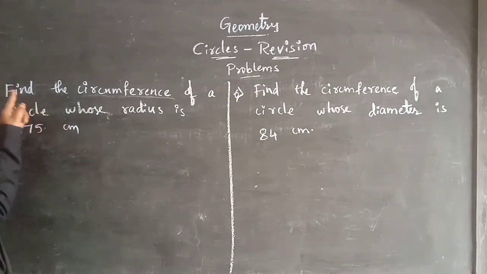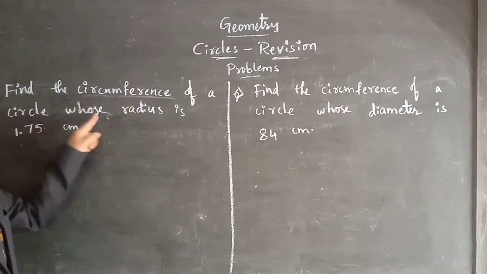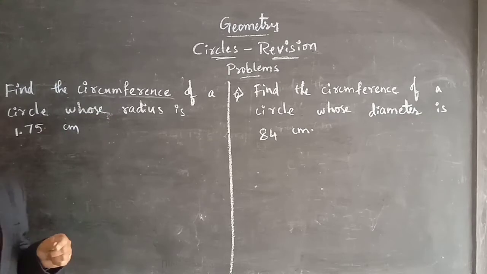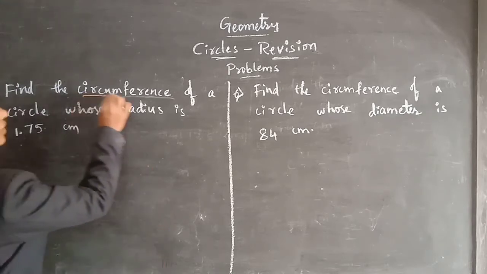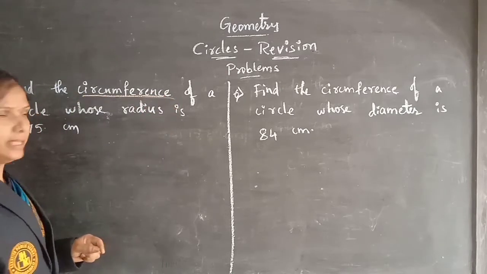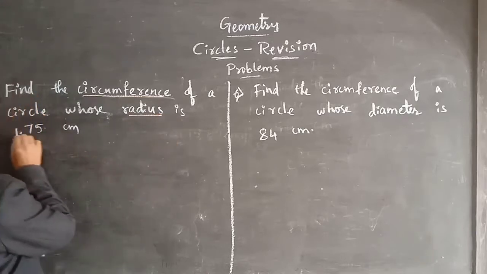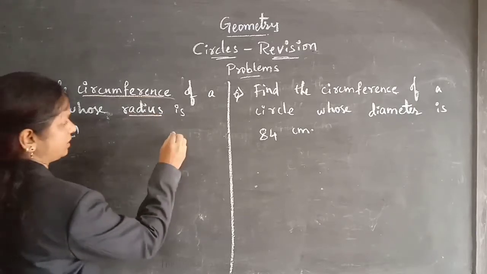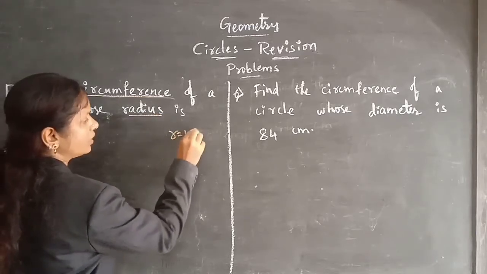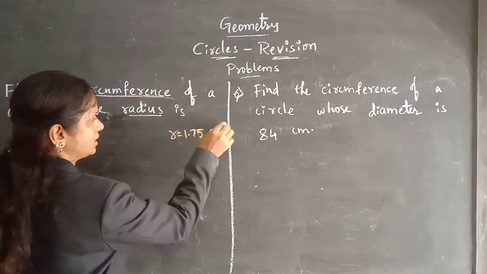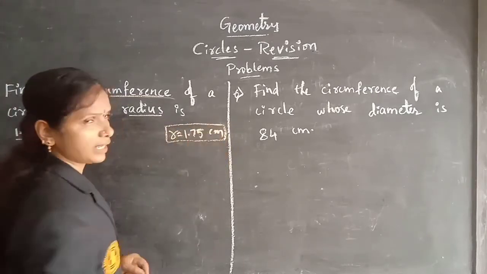Yes, children, next problem. Find the circumference of a circle whose radius is 1.75 centimeters. We need to find the circumference, and they have given the value of the radius as 1.75 centimeters. First I am writing here 1.75 centimeters as the radius. This is the given value.